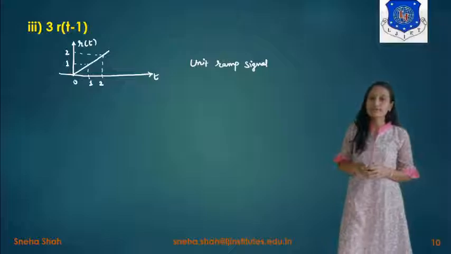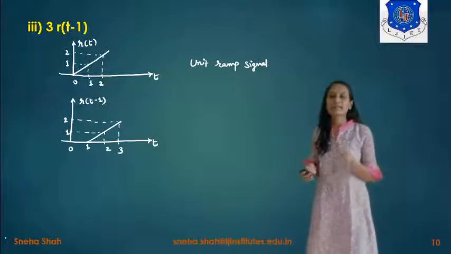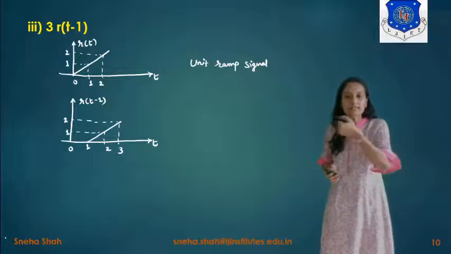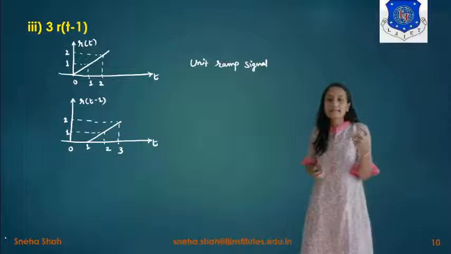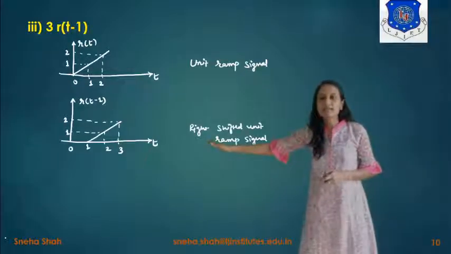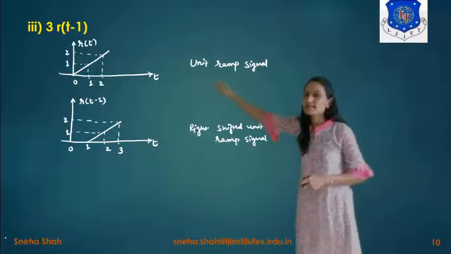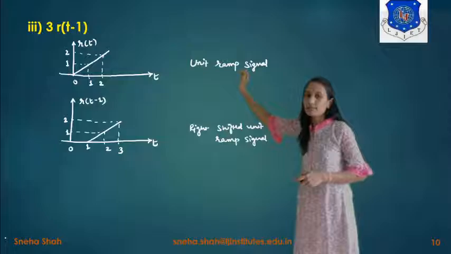In this, first of all, we will find r of t minus 1. R of t minus 1 is found by using minus 1 means plus 1, so it will be shifted toward the positive 1 side. So it will be a right shifted signal by a factor of 1. So this one is r of t minus 1. We just have to shift this signal, and it will start from 1 instead of from 0.